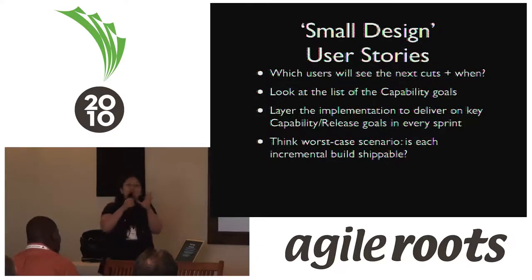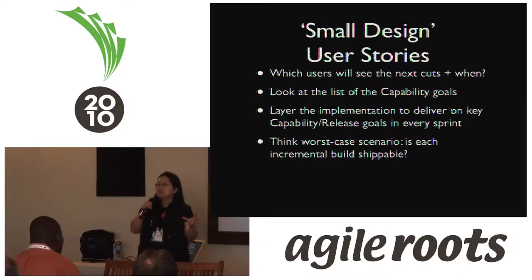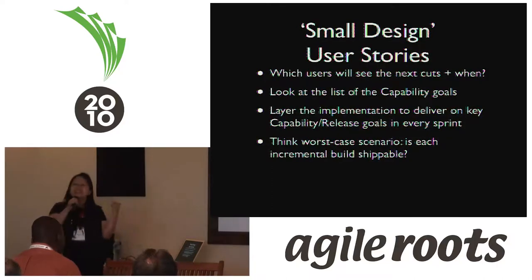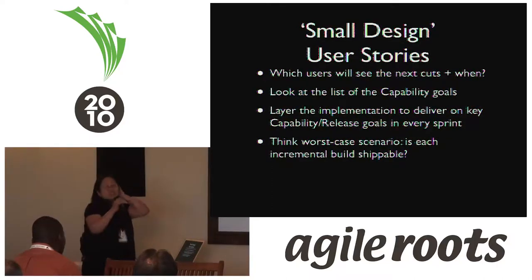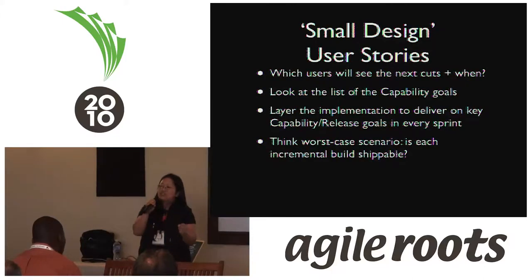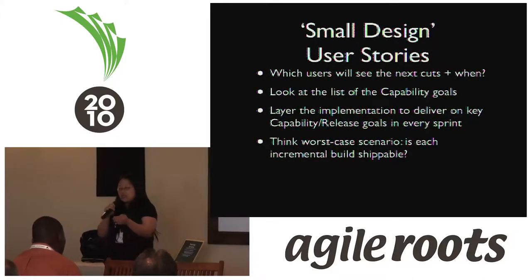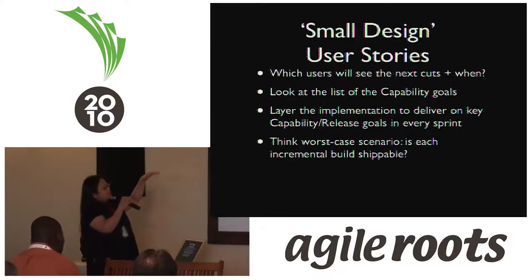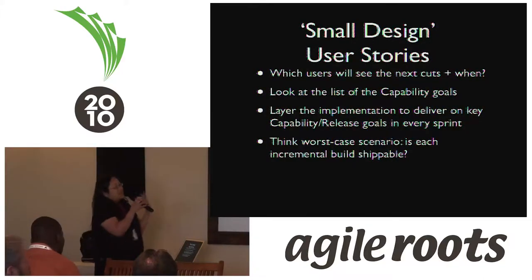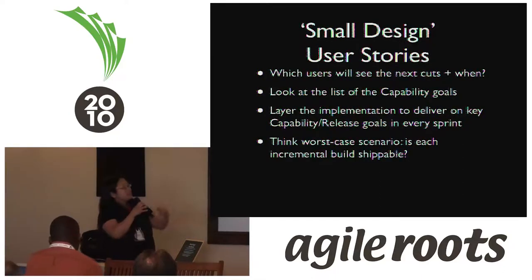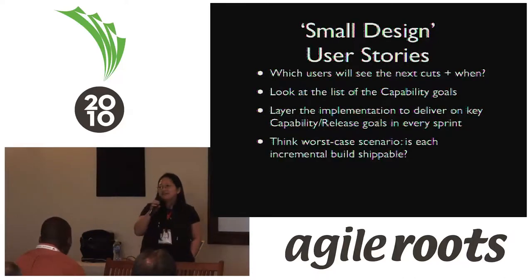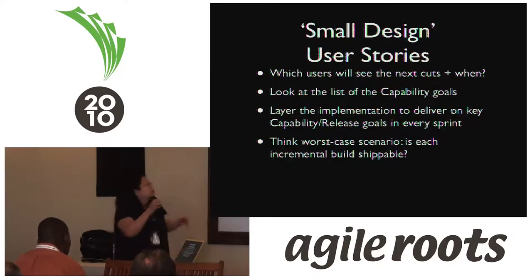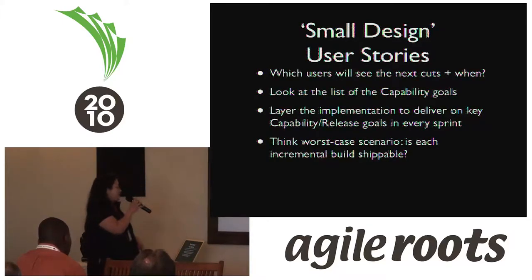So here you're also trying to break things down into sprint size pieces, but the questions you're asking yourself are slightly different. With the design chunking, what you're asking yourself is, inside this sprint, what can I actually investigate reasonably, right? With the implementation breakdown, you're trying to figure out which users are going to see the next cuts and when. And also, you want to layer the implementation so that you understand the order that you are delivering capability goals in each sprint.